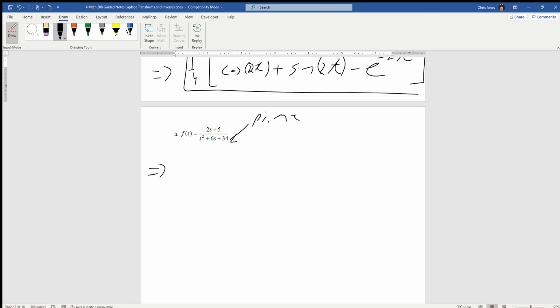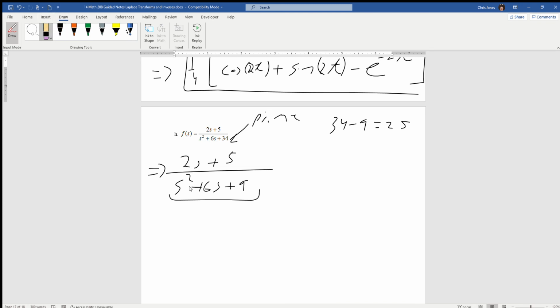We're going to rewrite this as 2s plus 5, and I'm going to rewrite s squared plus 6s. I know to complete the square here, I need a 9. And we know that 34 minus 9 is going to give us 25. So I'm just going to rewrite that 34 as 9 plus 25. Right?